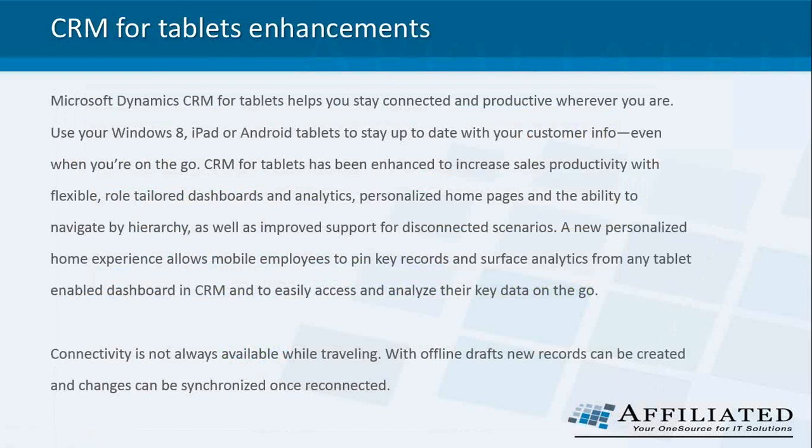So if you're on the plane, you're traveling, you're on phones, and you want to keep track of that information, it'll do offline drafts. Once you get to a wireless connection or some sort of connection, it will then synchronize the data and update it. You can create that task record, and as soon as you have activity, it'll push it in there.